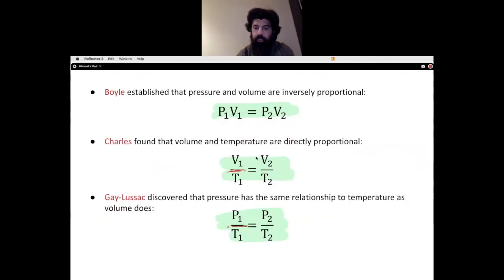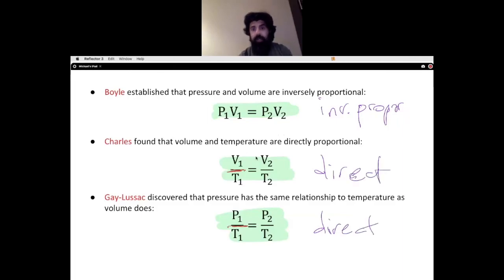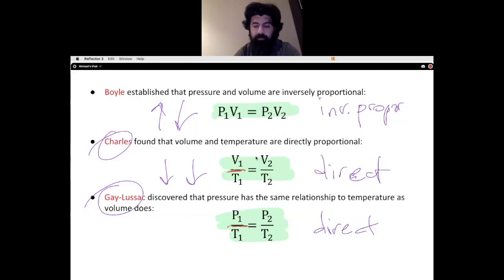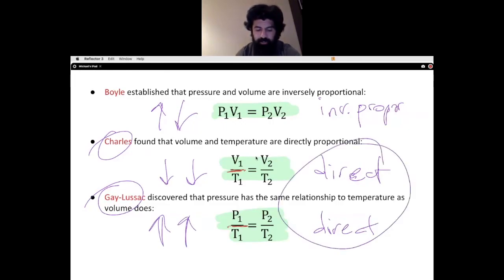Boyle's law is the only one that is actually an inverse proportionality. All of these here are a direct proportionality. Why? Because they're both being divided. There's division, while up at the top, they're being multiplied. So here, as one goes up, the other goes down. But according to Charles and Gay-Lussac's, if one goes down, so does the other. If one goes up, so does the other. That's what we mean by the direct proportionality and the inverse proportionality.